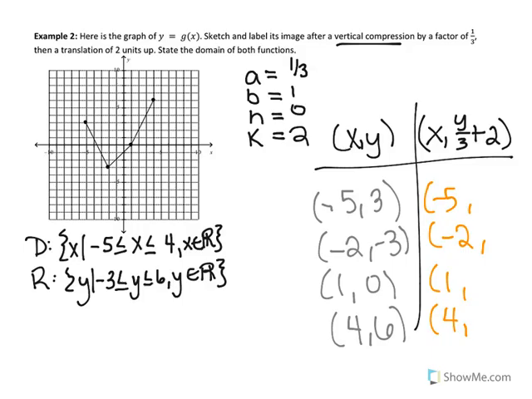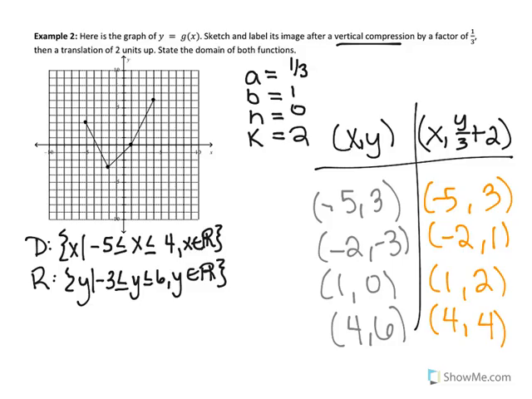So we got 3 divided by 3, which is 1, plus 2, which is 3. Negative 3 divided by 3 is negative 1, plus 2 is positive 1. 0 divided by 3 is 0, plus 2 is 2. And 6 divided by 3 is 2, plus 2 is 4. So here are all of our new points.